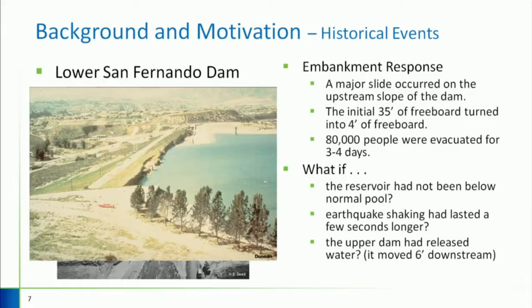This is another picture, a little crisper, other side. This is once they exhumed it and then drained it. This is what it looked like on the upstream slope.